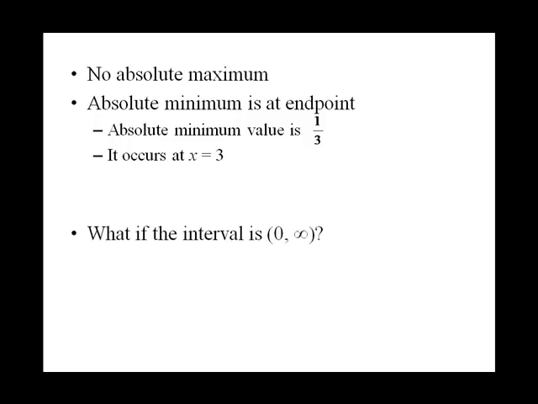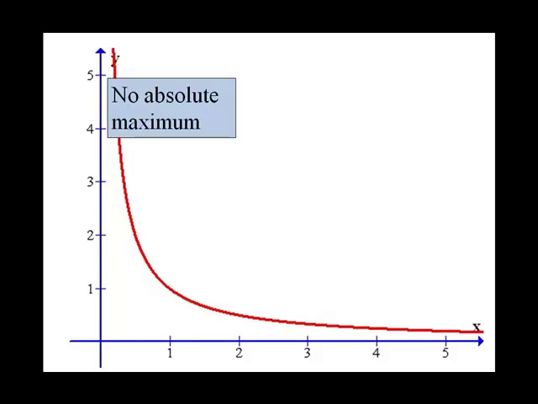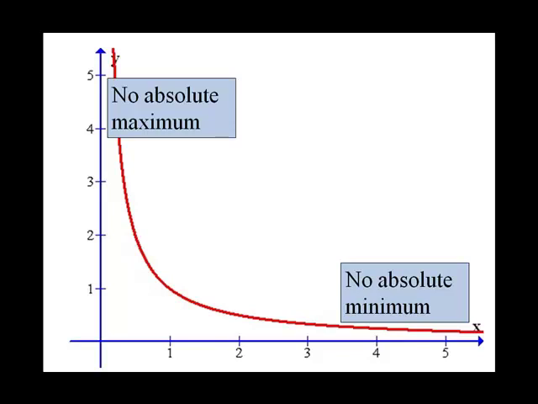Now what if the interval is 0 to infinity? Now we have an open interval. Again, we lose that guarantee. If we go back and look at the graph, well, there's still no absolute max because we have the vertical asymptote at 0. But now, there's no absolute minimum either because this graph will continue to decrease and get closer and closer to 0 as the inputs go to infinity.